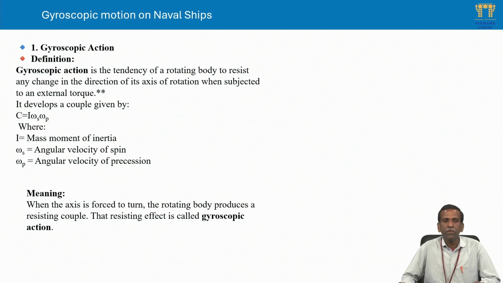This gyroscopic couple we can estimate using the relation I omega s omega p. Omega s, as usual, is the angular velocity of the spinning body or spinning axis, and omega p is the angular velocity of precession, which is the rotation about the perpendicular axis. Then about the third perpendicular axis, it causes a gyroscopic action, called the gyroscopic couple. The exact meaning is that when the axis is forced to turn, the rotating body produces a resisting couple. This resisting effect is called gyroscopic action or gyroscopic couple.